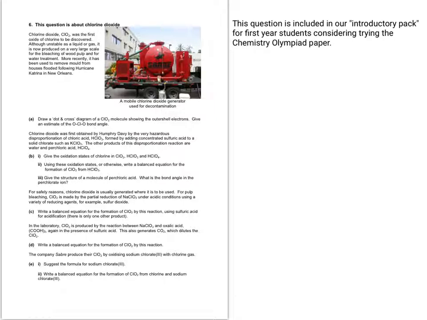This question is in our introductory pack for first year students that are thinking about trying the Chemistry Olympiad paper because, like I said earlier, it's about areas of chemistry that you'll have come across by about November, December of the first year of your course. Just having a look through it, you can see things like dot and cross diagrams, oxidation states, bond angles, all that kind of stuff, and equations as well. Just because it's about accessible topics, don't expect it to be a walk in the park. It's going to be hard, but it's something you can probably get started on.